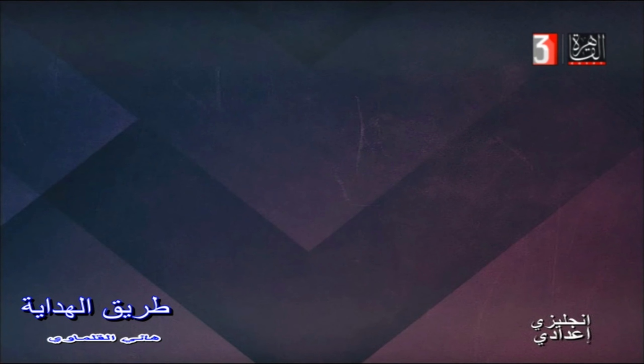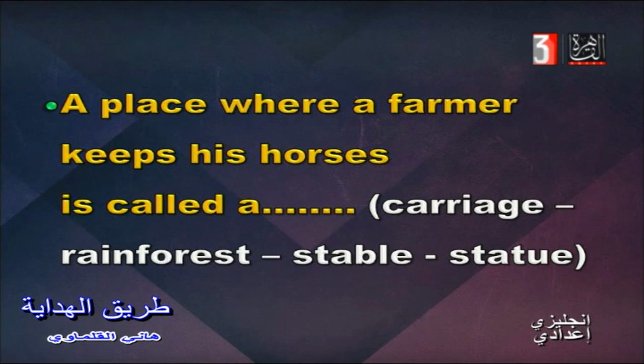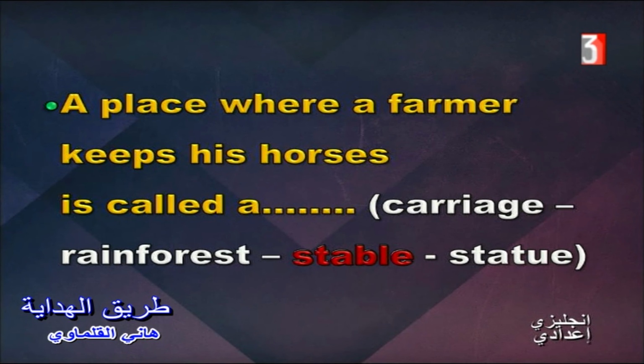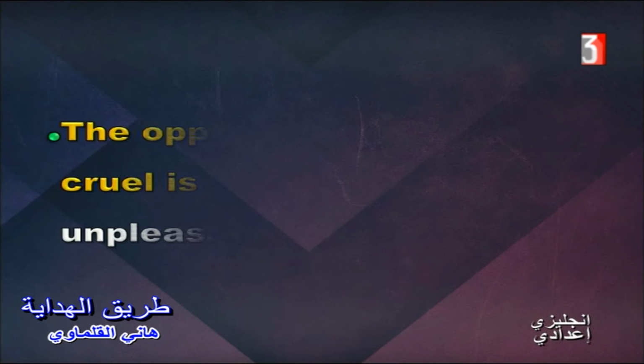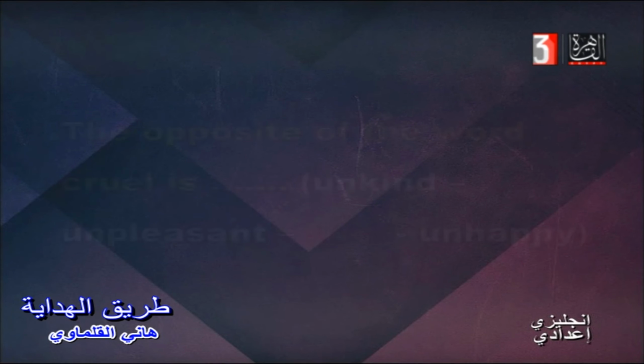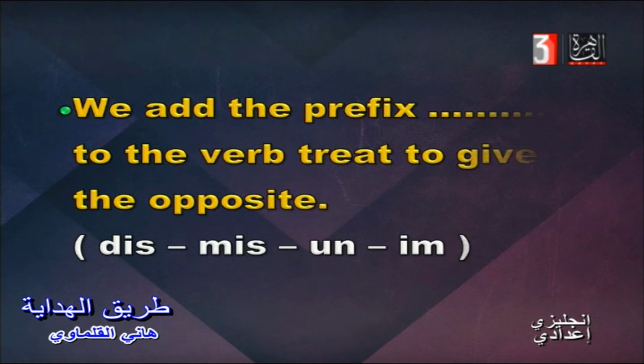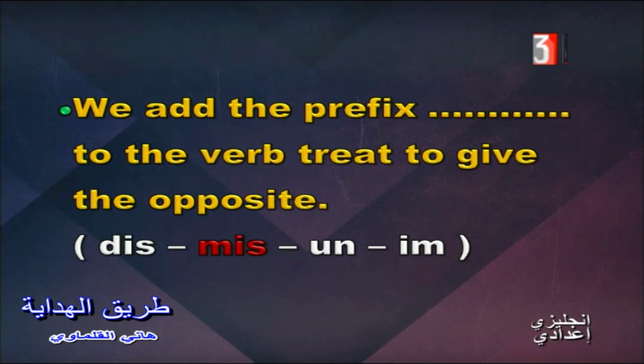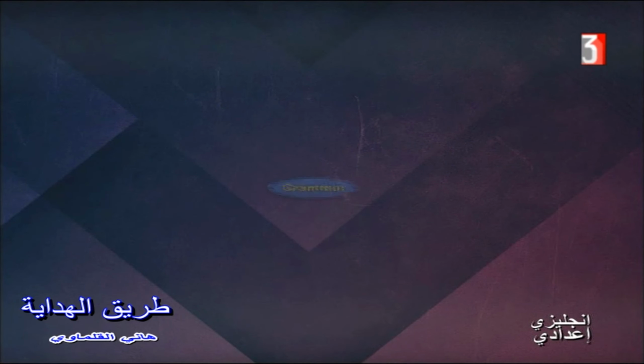We have another question. A place where a farmer keeps his horses is called, of course, a stable. It's not a carriage. Stable. The opposite of the word cruel, معناها قاسي, is kind, عطوف. We add the prefix to the verb treat to give the opposite. Treat, the opposite of it is mistreat. Mistreat, you see, معاملة.